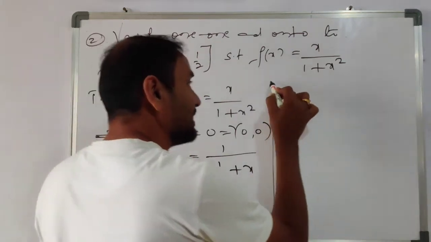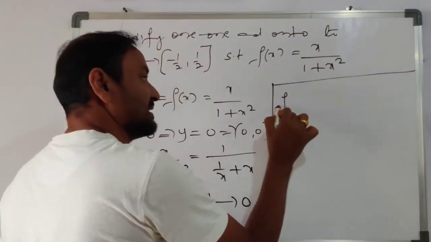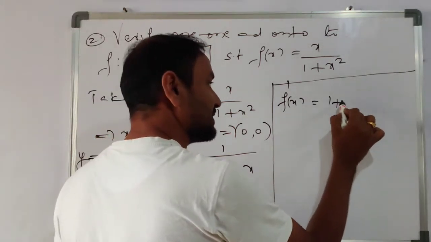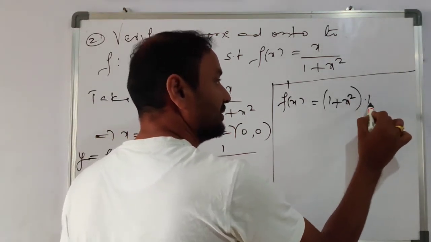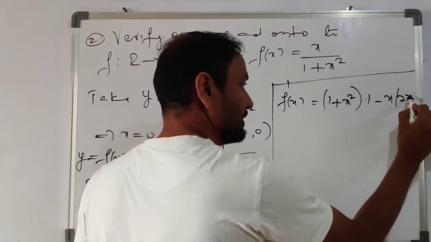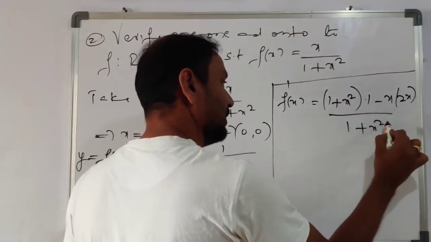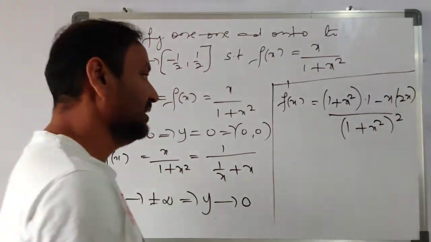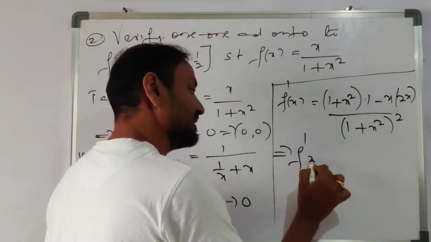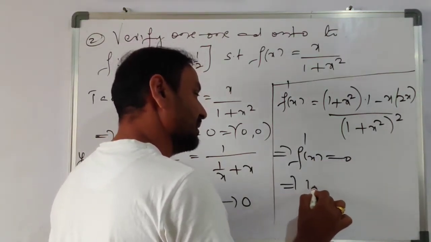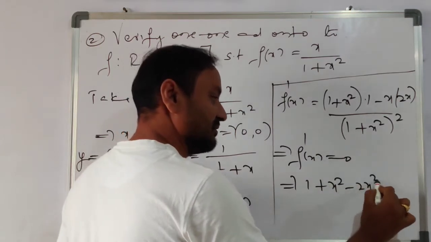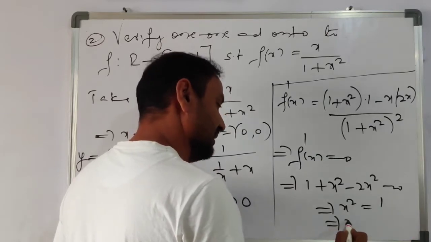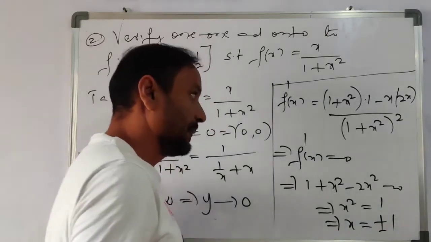And also observe their slope. So what is f dash x? F dash x is equal to, by the u by v method, 1 plus x square into 1 minus x into 2x, by 1 plus x square whole square. You observe where the slope is 0. This is very, very important to draw the given graph. So f dash x is equal to 0. That means 1 plus x square minus 2x square equals 0. That implies x square equal to 1, x is equal to plus or minus 1.